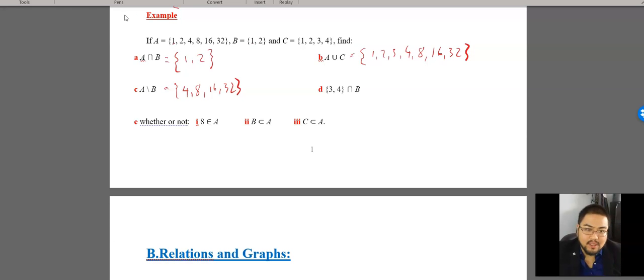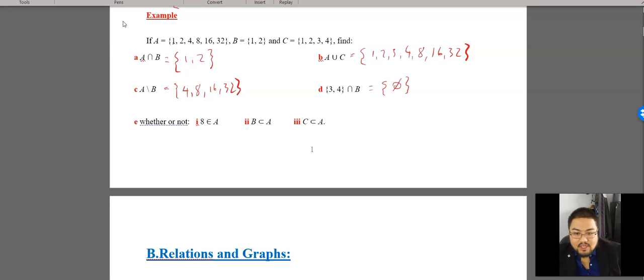Now, this next one here is 3 and 4. So you've got the numbers 3 and 4. Is there any commonality between 3 and 4 and B? Does that overlap, or is that in common with anything in B? In this case, we call that the null set, because there is nothing. You don't write 0, you don't write blank, you write the null set.